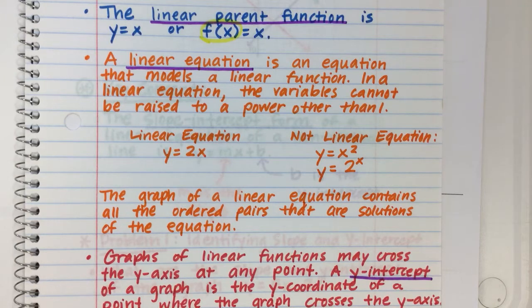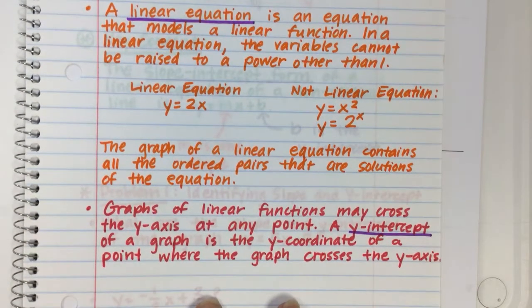The graph of a linear equation contains all of the ordered pairs that are solutions of an equation. So every ordered pair that is a solution of an equation will be graphed on the graph of a linear equation. And the graph of a linear equation is always a straight line, hence the word linear. Always going to have a straight line.